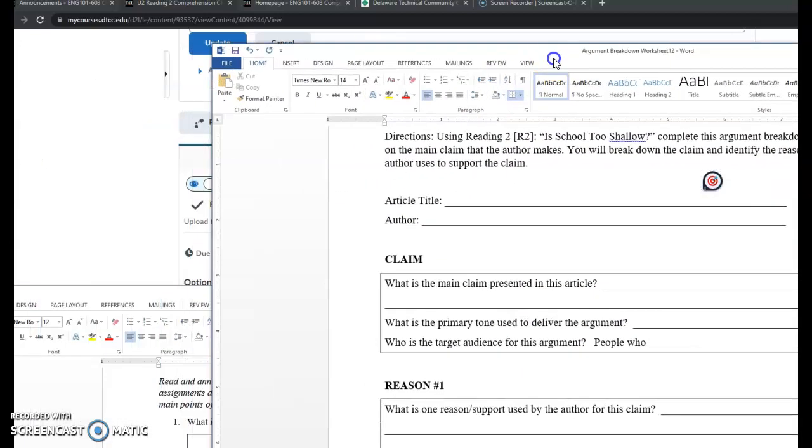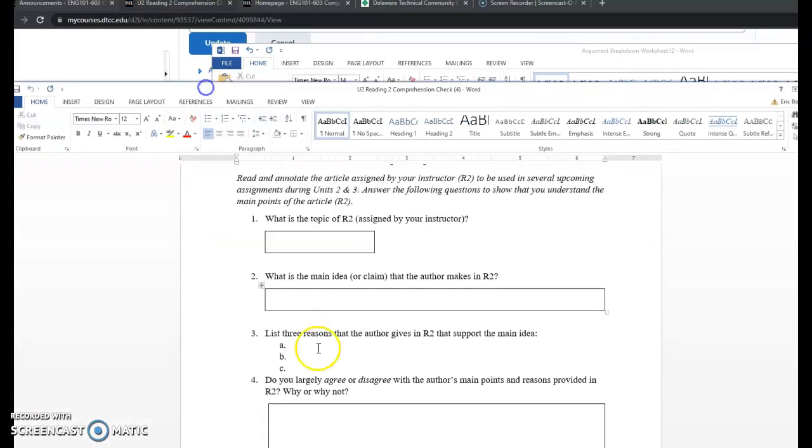But you'll see underneath that you were already asked to come up with 3 reasons that the author gives in R2 that support the main idea. And you might be thinking to yourself, but I did this already. For a lot of people, as I graded this comprehension check, I included feedback asking, how is this actually a support for this claim? Or what does this mean? Can you further explain? A lot of students actually included some counter argument reasons in this section.